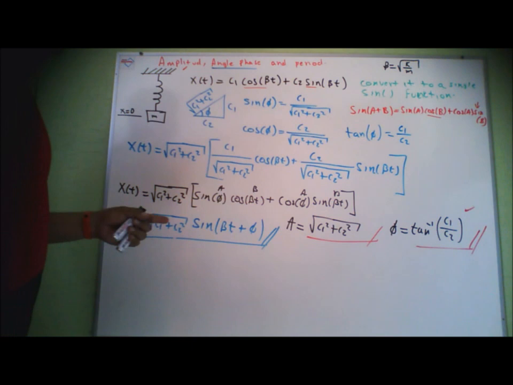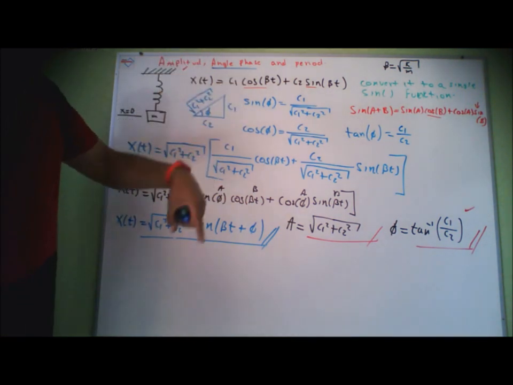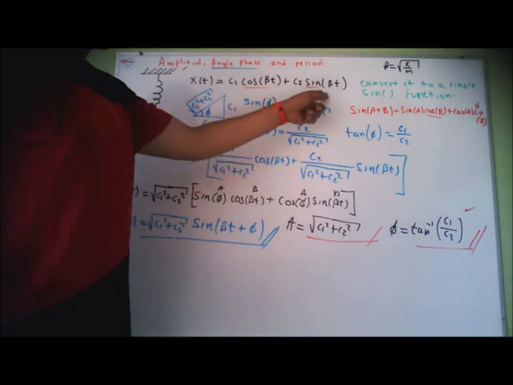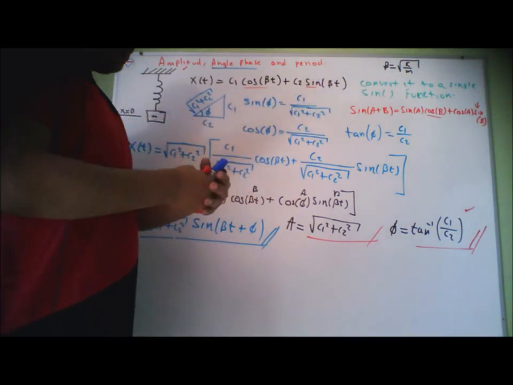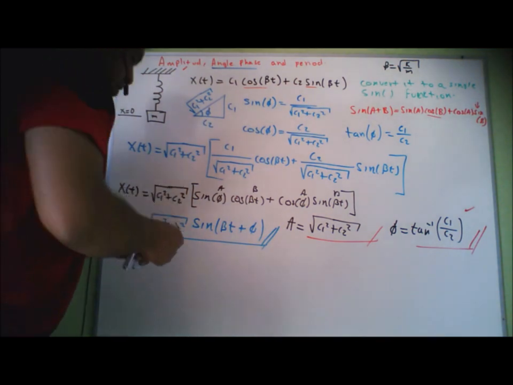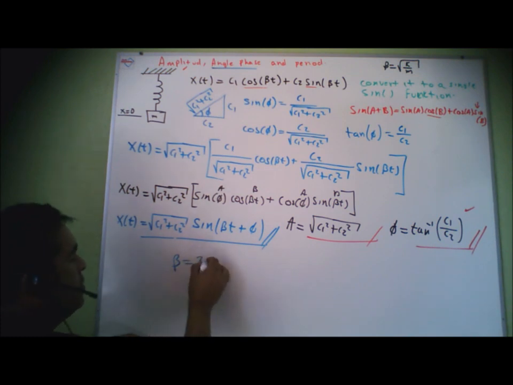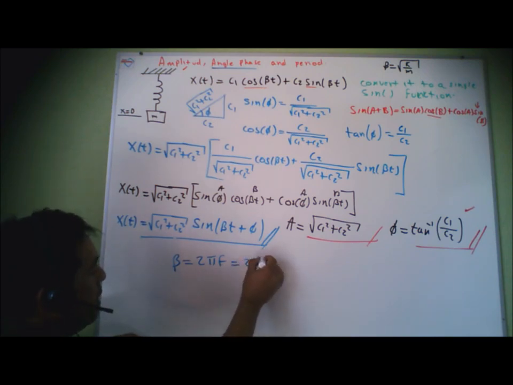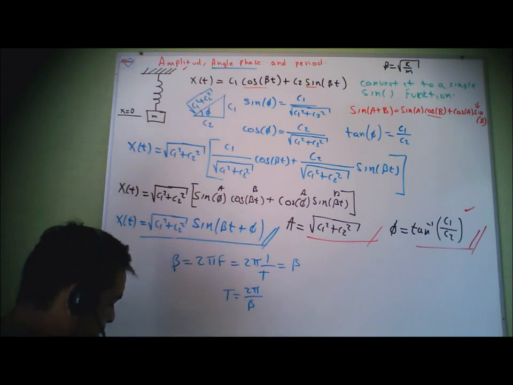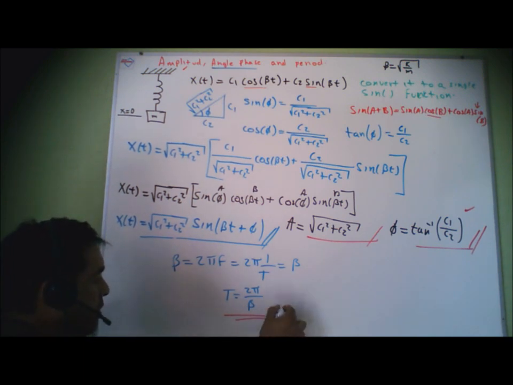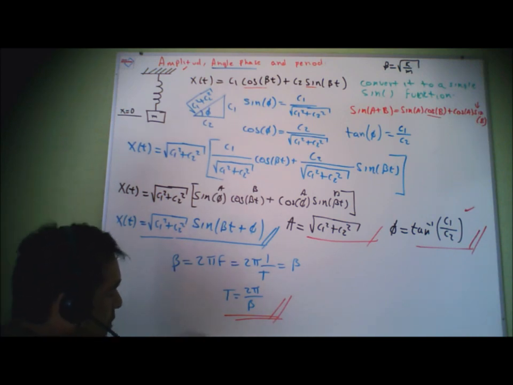Now, the period. We could actually calculate the period from the beginning, because the period for the sine and the cosine is the same. It is determined by this beta. Beta is the angular frequency, which is 2 pi times the frequency, and the frequency is 1 over the period, so beta equals 2 pi over the period. So the period is just 2 pi over beta. And there you go. This is in seconds. This is the time to complete a single cycle.